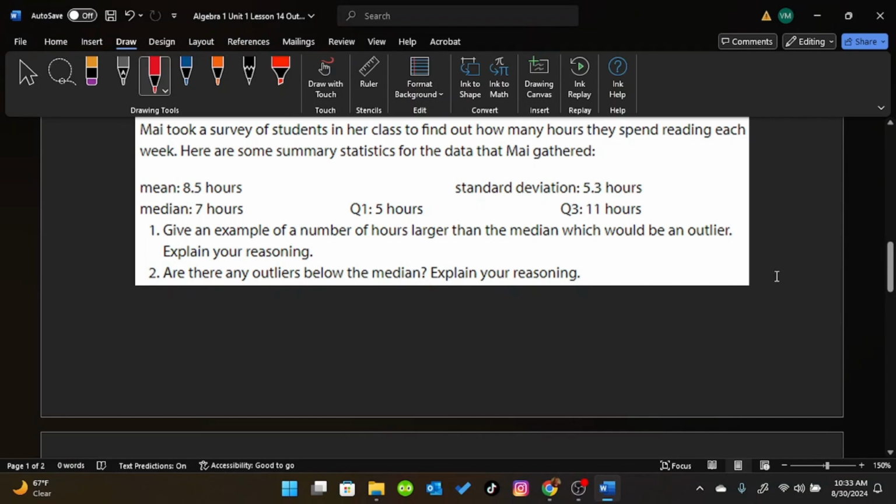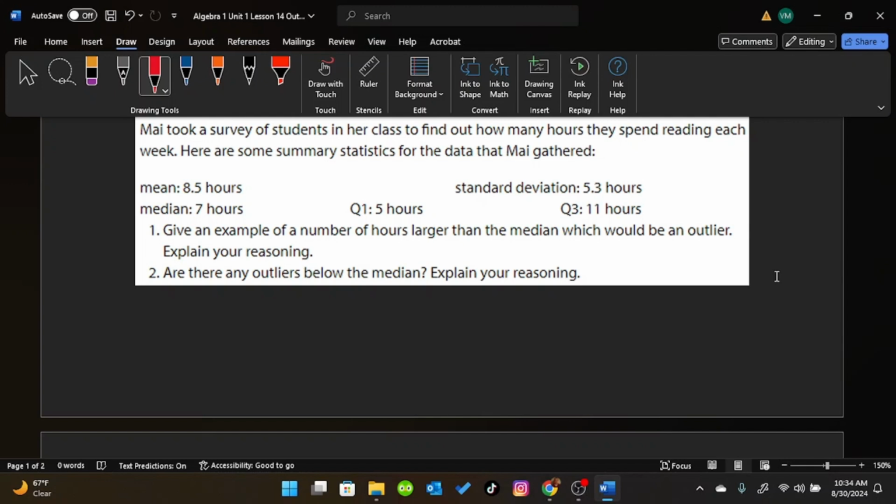In our next practice problem, Mai took a survey of students in her class to find out how many hours they spend reading each week. Here are some summary statistics for the data that Mai gathered. We have a mean of 8.5 hours, a standard deviation of 5.3 hours, a median of 7 hours. Our quartile 1 is 5 hours, and our quartile 3 is 11 hours.